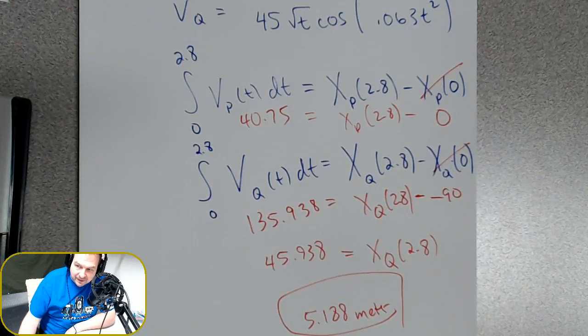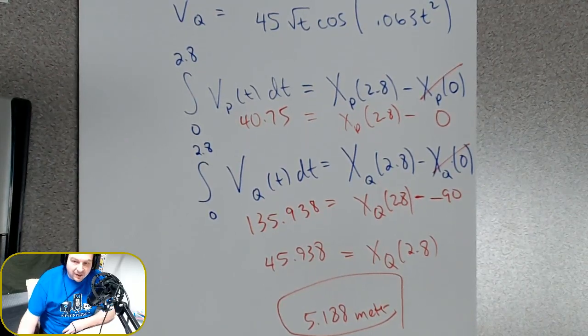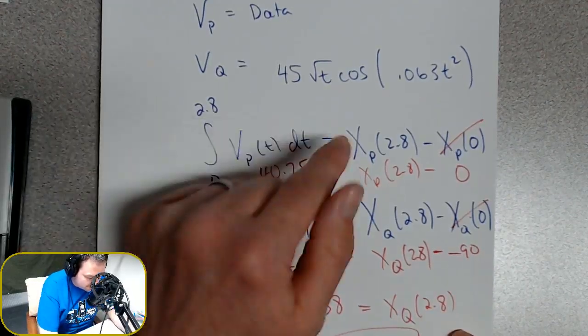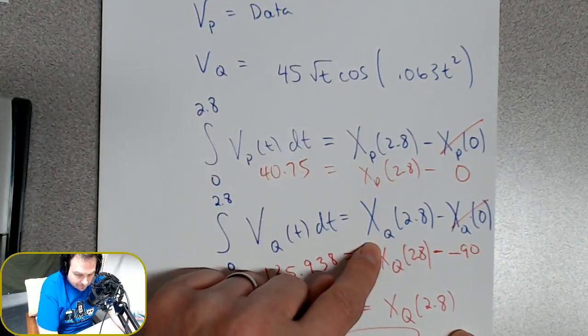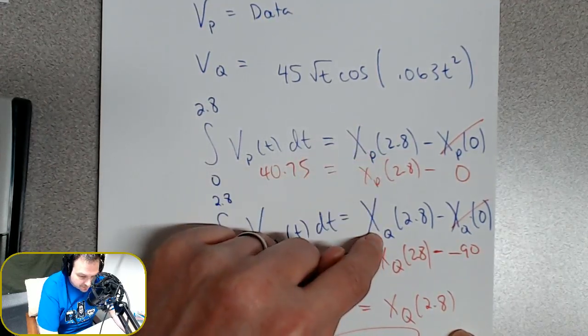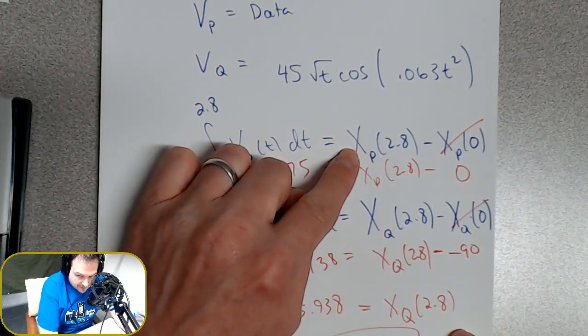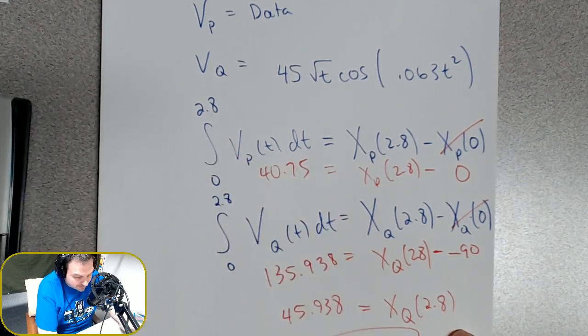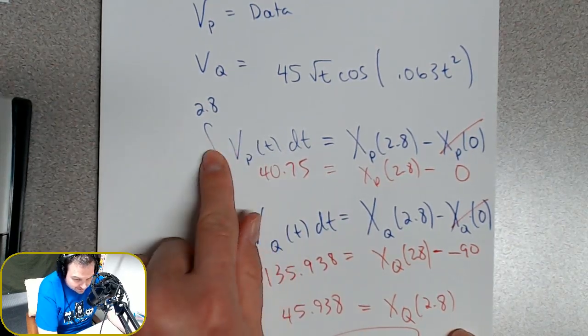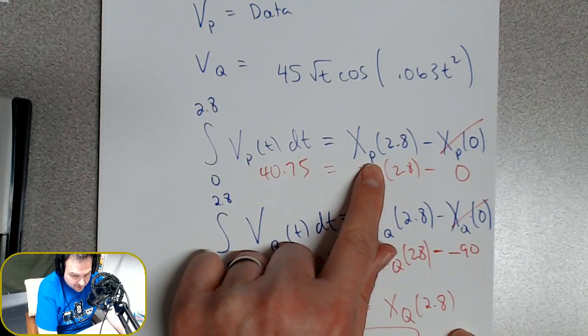All right, a couple people asked about 16. Let's go straight to 16. Wait, can you explain the last part again? Yeah, take a look at the last part. So the question says, how far are these two apart? How far is P from Q? So I need the position at P and the position at Q. How do I find the position? If I'm given the velocity, I have to integrate the velocity to find the position.